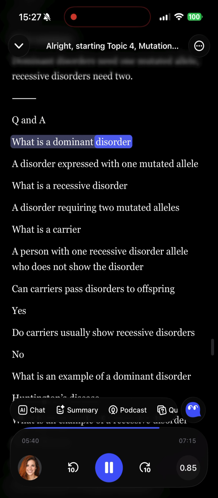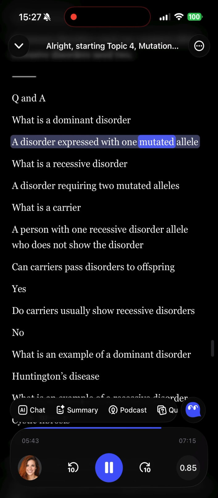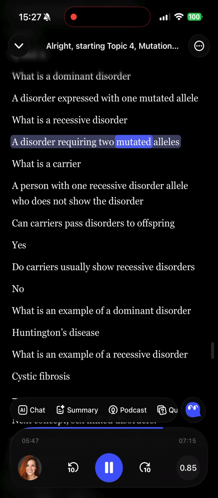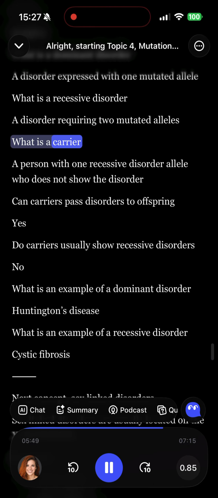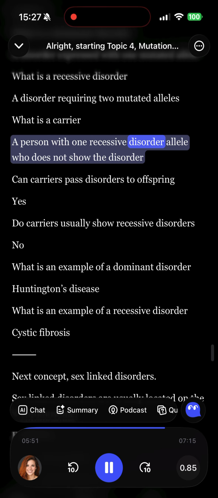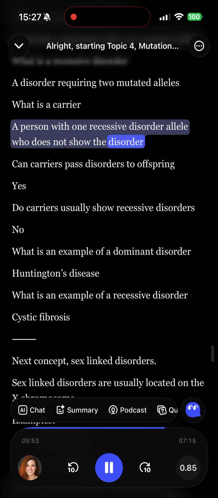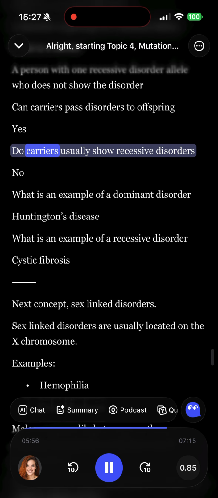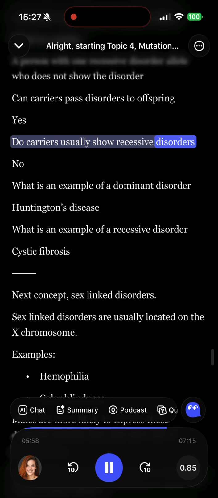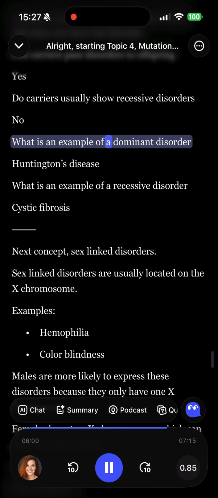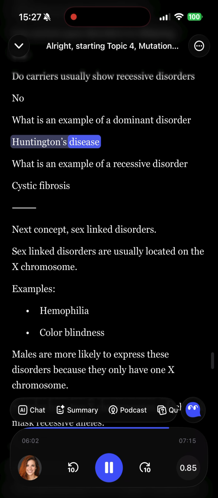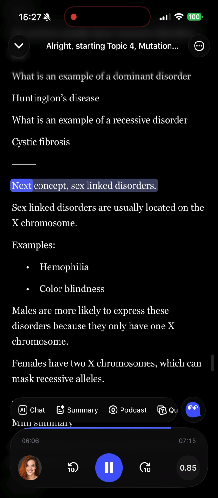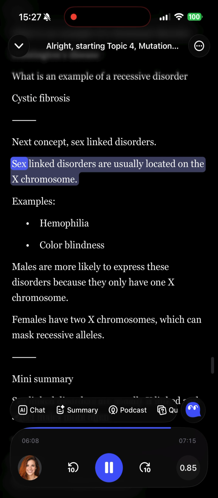Q&A. What is a dominant disorder? A disorder expressed with 1 mutated allele. What is a recessive disorder? A disorder requiring 2 mutated alleles. What is a carrier? A person with 1 recessive disorder allele who does not show the disorder. Can carriers pass disorders to offspring? Yes. Do carriers usually show recessive disorders? No. What is an example of a dominant disorder? Huntington's disease. What is an example of a recessive disorder? Cystic fibrosis.